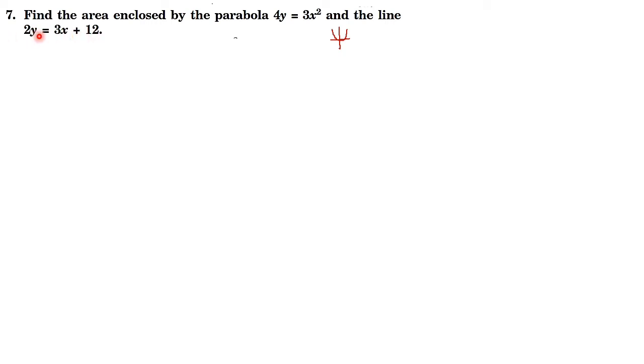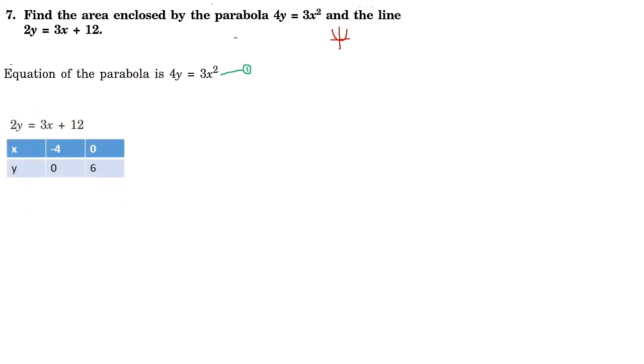Now the problem is with this one, 2y is equal to 3x plus 12. How does it come? We don't know. For that we need to make a table of values. So let's go for doing that. First of all, the equation of the parabola 4y is equal to 3x square, we will mark it as equation number 1 and keep. Then next, 2y is equal to 3x plus 12. That is the equation of a straight line. We will go for finding out the table of values. Very simple. What we can do is first you put y is equal to 0. Next you put x is equal to 0. You will get the table of values.